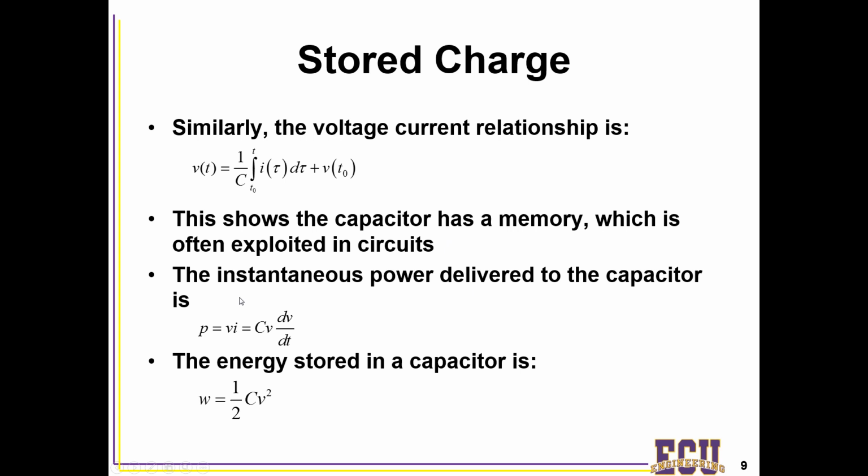The instantaneous power delivered here, P equals VI, and so if we remember I equals C dV/dt, and then we've just got V times that, the power delivered to the capacitor at any given time is CV dV/dt. And the energy stored in the capacitor is given by omega equals 1/2 CV squared.